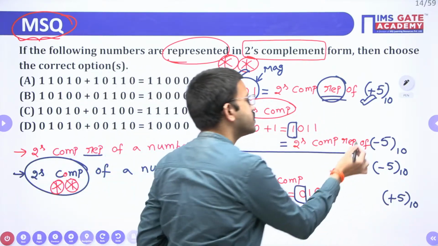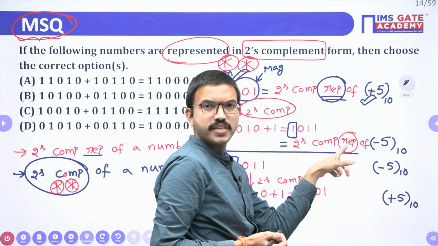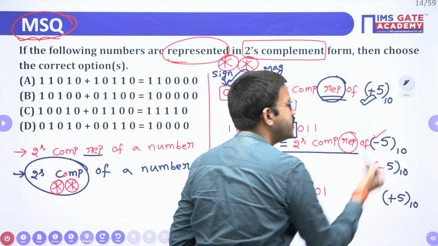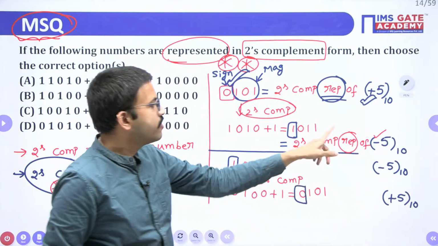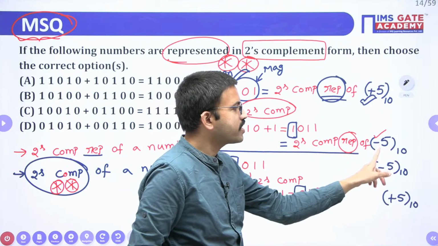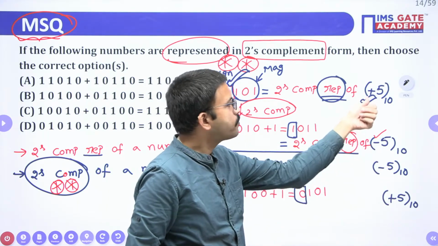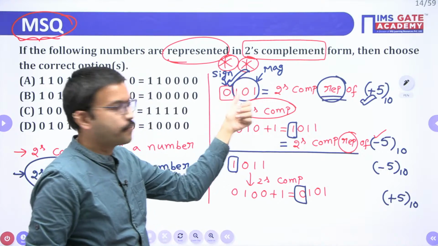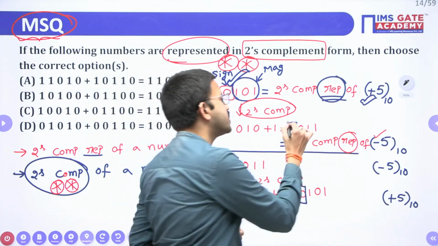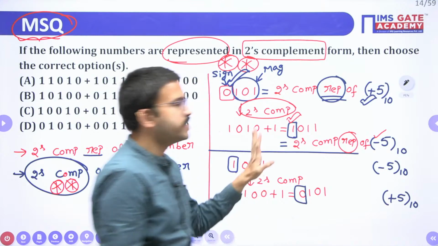Just focus here. Here the word representation is there, and here the sign is minus. Whenever the word representation is there, at that time just focus on the sign. Here a positive sign means the sign bit should be 0. A negative sign means the sign bit should be 1. This is the indication.